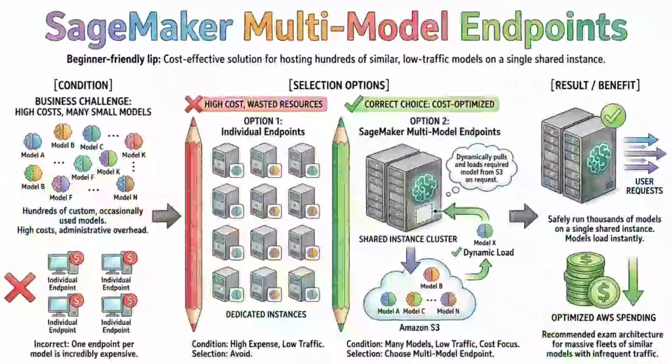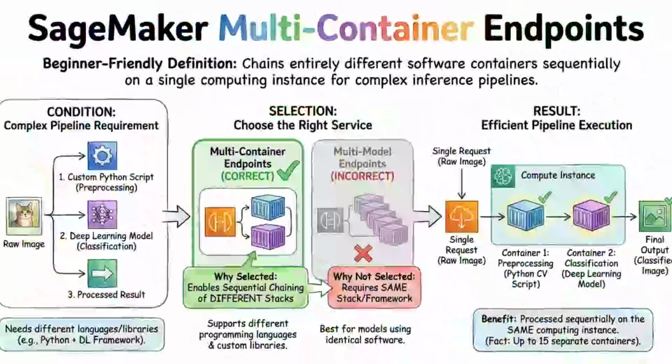When a specific user request arrives, the multi-model endpoint dynamically pulls the required model artifact from Amazon S3, loads it into memory, and serves the prediction instantly. This is a highly tested architecture on the exam, specifically recommended when you have a massive fleet of similar models with low, infrequent traffic and a strong mandate to optimize your AWS spending.